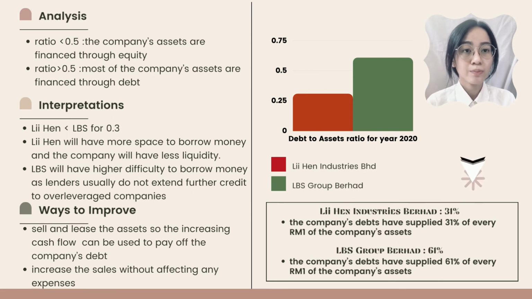So, Li-Han company will have more space to borrow money and the company will have less liquidity. At the same time, LBS will have higher difficulty to borrow money as lenders usually do not extend further credit to an over-leveraged company. In short, to improve this ratio, the company can sell and list the asset, so the increasing cash flow can be used to pay off the company debts. In addition, the company can increase the sales without affecting any expenses to improve the ratio.